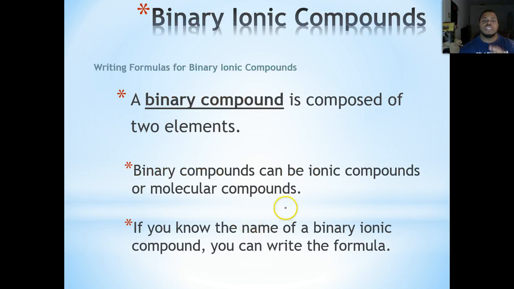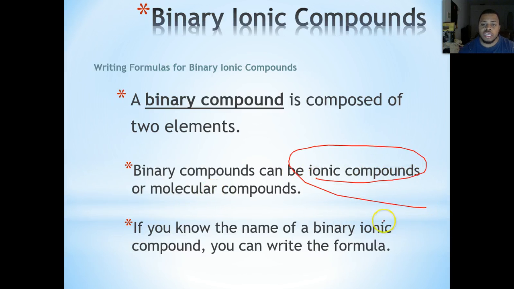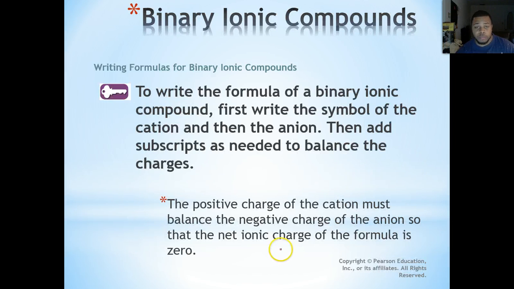Now, this type of compound that we're going to start with first is what we're going to call a binary compound. Binary, like bicycle, is composed of 2 elements. Now, binary compounds can be ionic or molecular, but in this case we're focusing on the ionic. Now, if you know the name of the binary ionic compound, you can write the formula. If we know the 2 elements that are involved, most times we can write the formula.